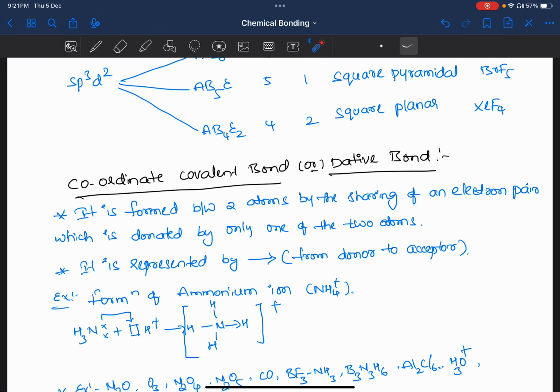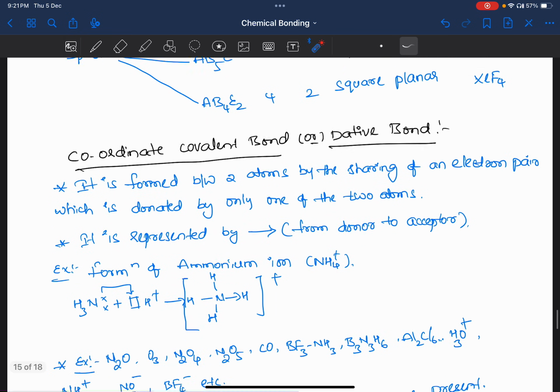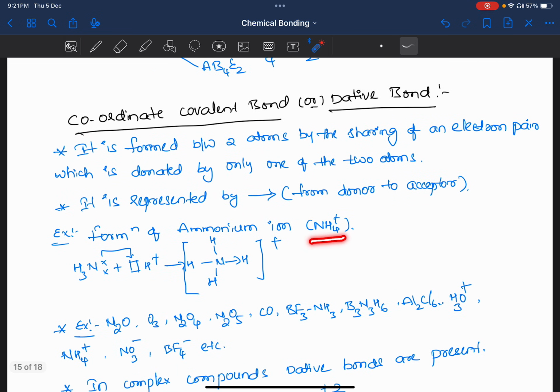Here, the example is the formation of the ammonium ion. How is that ammonium ion formed? First we have to take an ammonia molecule. In ammonia, nitrogen has one lone pair. And ammonia is reacting with what? Hydrogen ion, so it is a cation. This hydrogen ion has one vacant orbital.